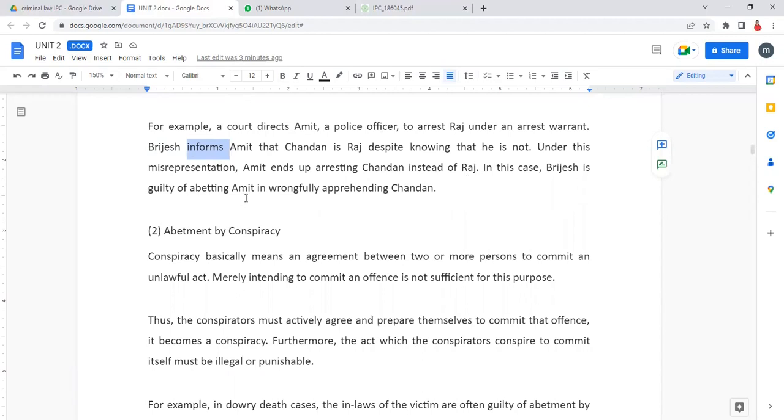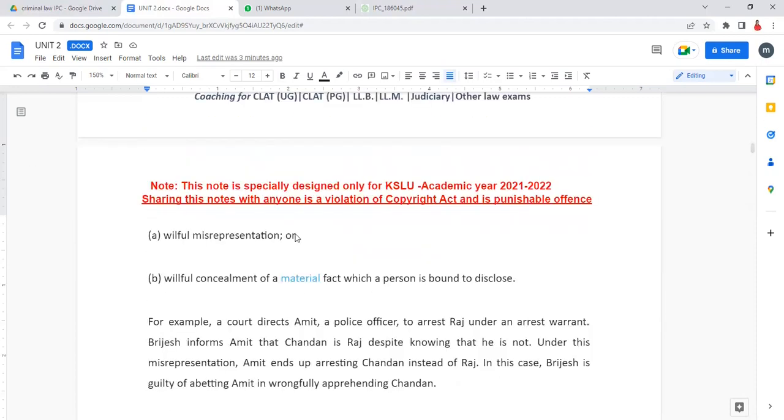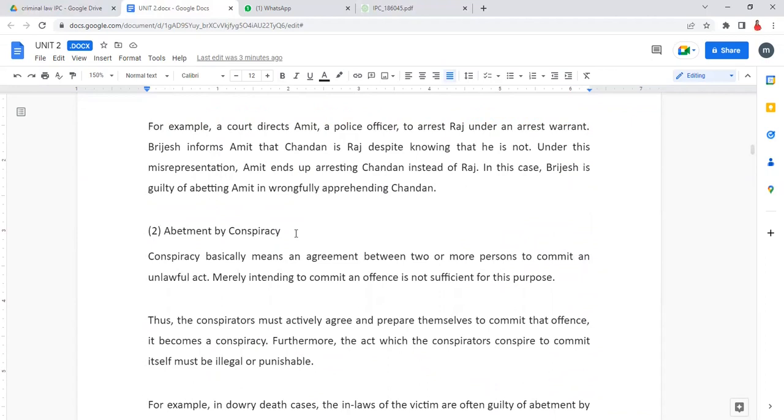In this case, Brijen is guilty of abetting Amit in wrongfully apprehending Chandan, because he was the one giving false information or misrepresenting. As a result, the situation has taken place. So, this is nothing but instigating another person to commit something.